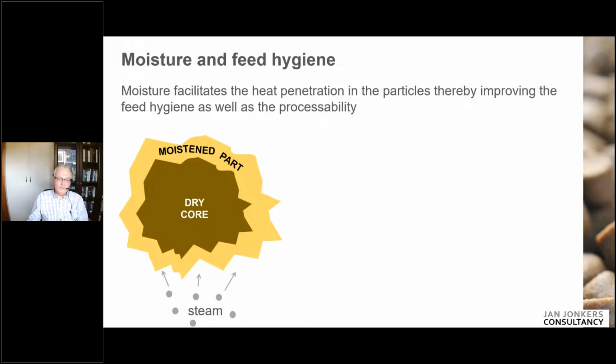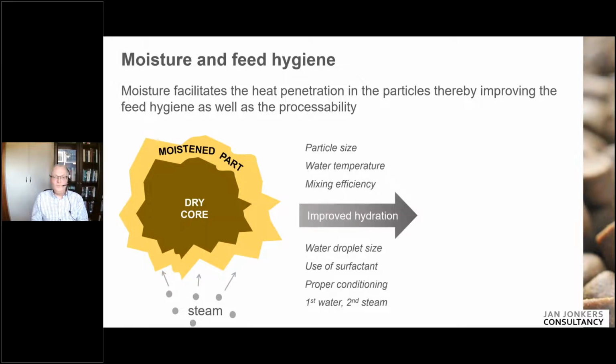The different opportunities to influence this. For example, particle size, what we discussed, a smaller particle size is easier to cook. Water temperature can help. Hot water is easier to penetrate into these particles. So the application of hot water can be important. Mixing efficiency can help. The water droplet size can help. The smaller droplets will be easier to distribute over all the different particles. The use of surfactant can also help to distribute the moisture over the particles, and then also the proper conditioning, as we discussed earlier, first water, then steam, that can all help.